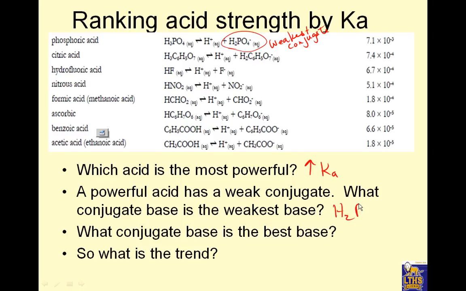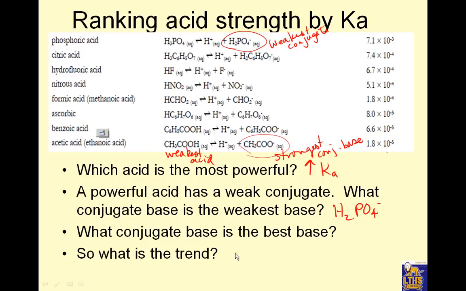So H2PO4 negative. Which conjugate base is the strongest base? Well, here's the weakest acid. How do I know it's the weakest acid? Because the Ka tells me it has the least number of ions at equilibrium. So most of this sticks together, which means that this is the strongest conjugate base, because it stays dissolved and doesn't push to that side.